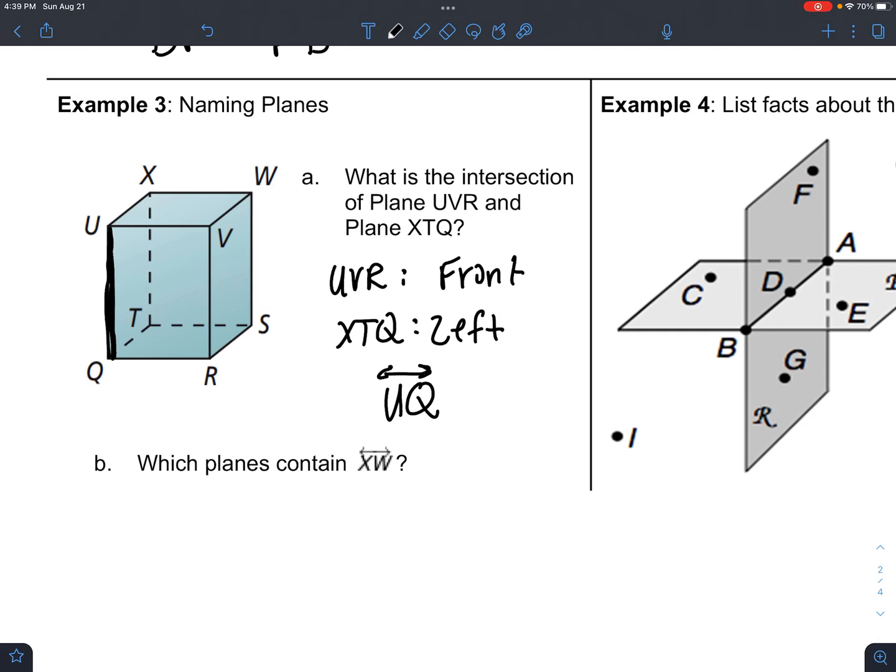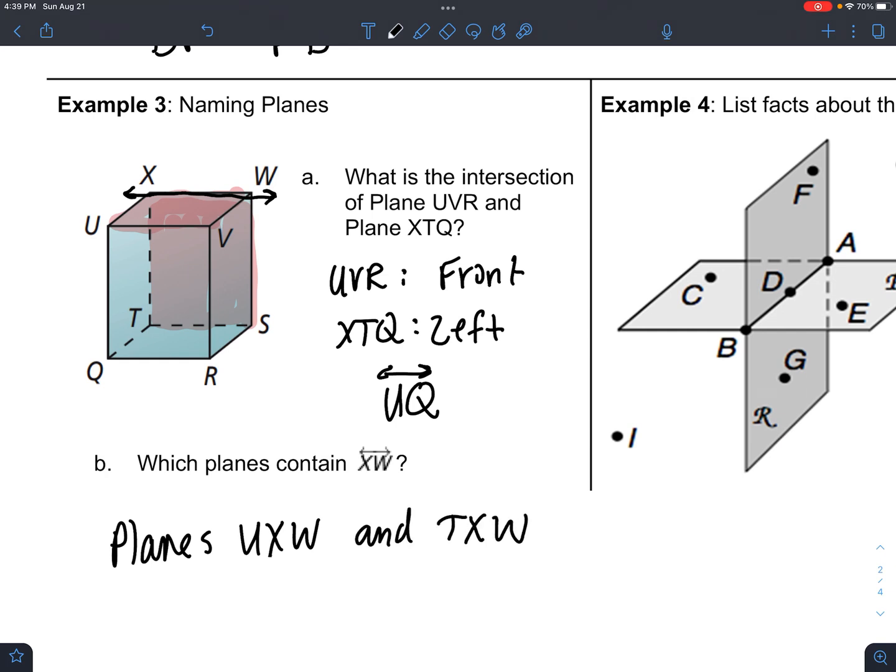Okay, which planes contain XW? Okay, well, XW is back here. And there are 2 different planes that include that line as part of it. Kind of as a little bit of a boundary of this cube or this box. It's really these 2. We have the back and we have the top. So I would go ahead and call these planes UXW and TXW. This is going to be the back and this is going to be the top.